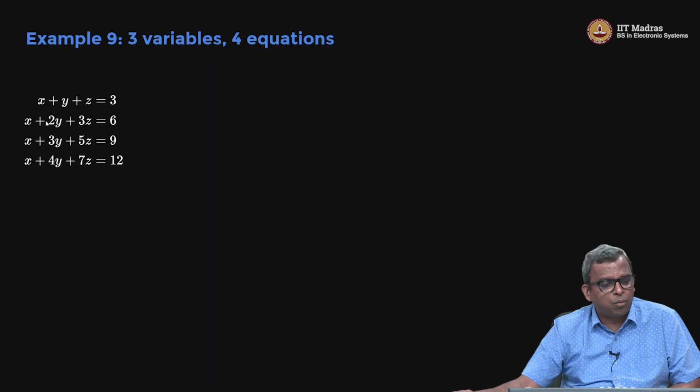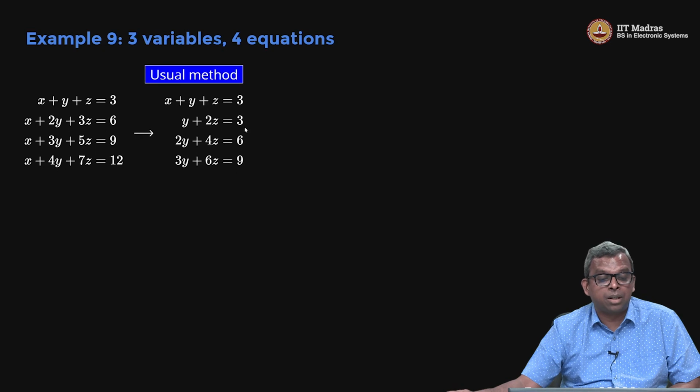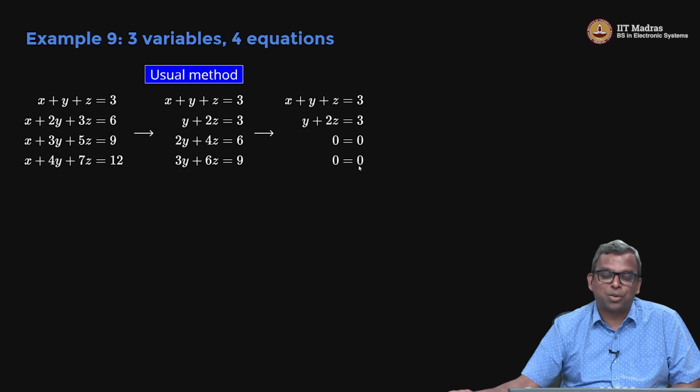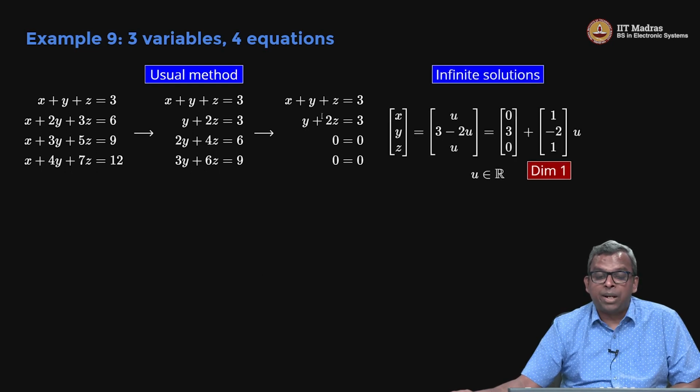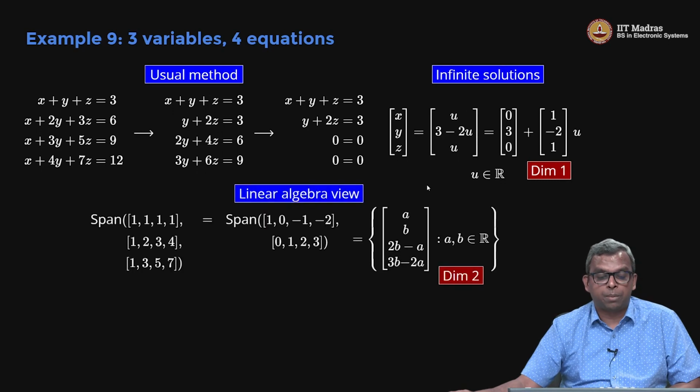I've made few changes here. Instead of 2, 2, 2, I made it 2, 3, 4. Here it's 3, 5, 7, and this remains 3, 6, 9, 10. If you do your usual method of elimination, you will see that you will get y plus 2z is 3, and then 0 equals 0, 0 equals 0. Nice, isn't it? So these 2 things go away, and you end up getting a dimension 1 solution, infinitely many solutions in this particular case.